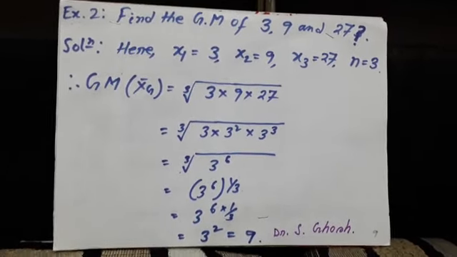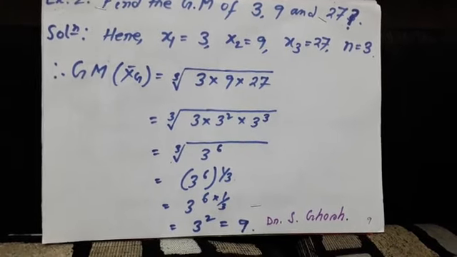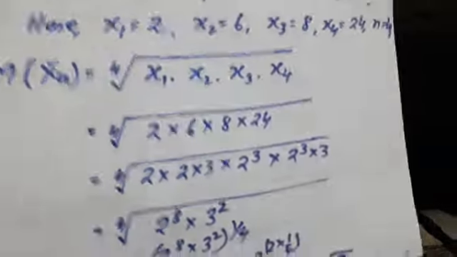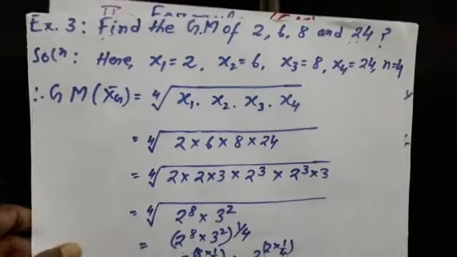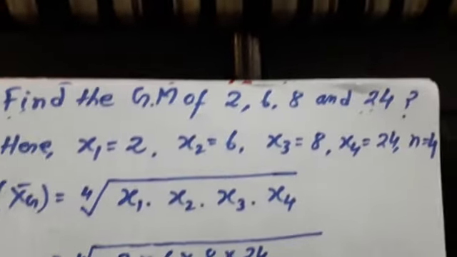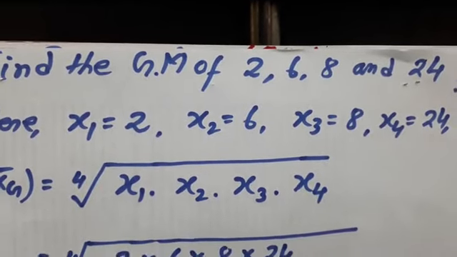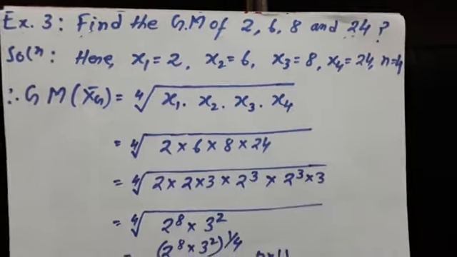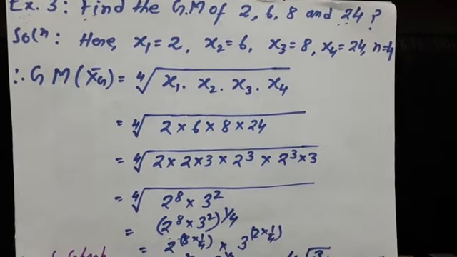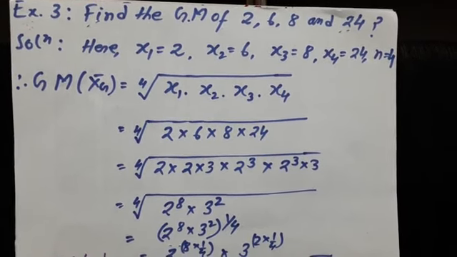Now we'll see the case for the observations where number of observations is, suppose, 4. Now let's see this case. Here what is the problem? Problem is find the GM of 2, 6, 8 and 24. Same thing. Here x1 equals 2, x2 equals 6, x3 equals 8, x4 equals 24. And since number of observations is 4, n equals 4.